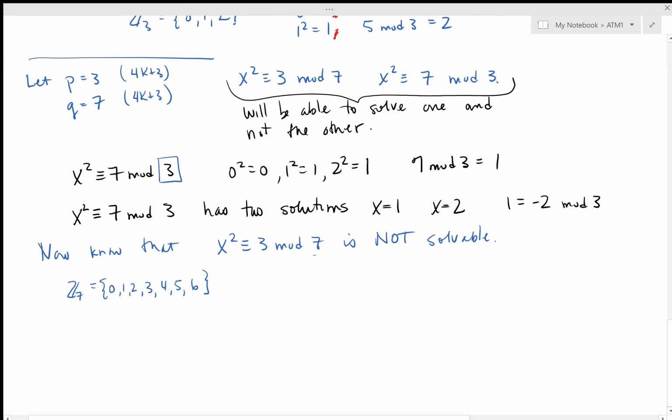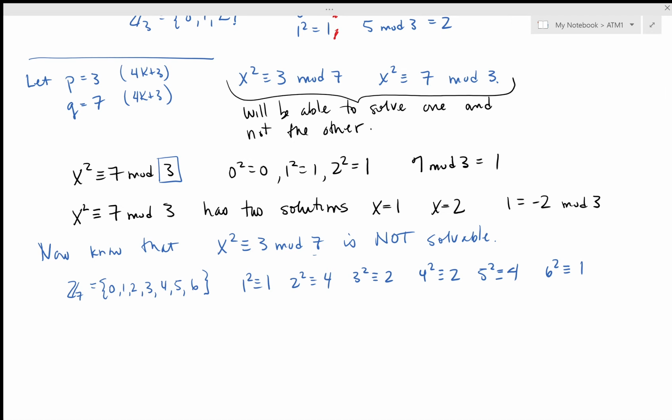I'm going to square all of these numbers mod 7. 1 squared is 1, 2 squared is 4, 3 squared is 9, and 9 mod 7 is 2. Then 4 squared is 16, and 16 mod 7 is 2. 5 squared is 25, and 25 mod 7 is 4. One more to do: 6 squared is 36, and 36 mod 7 is 1.